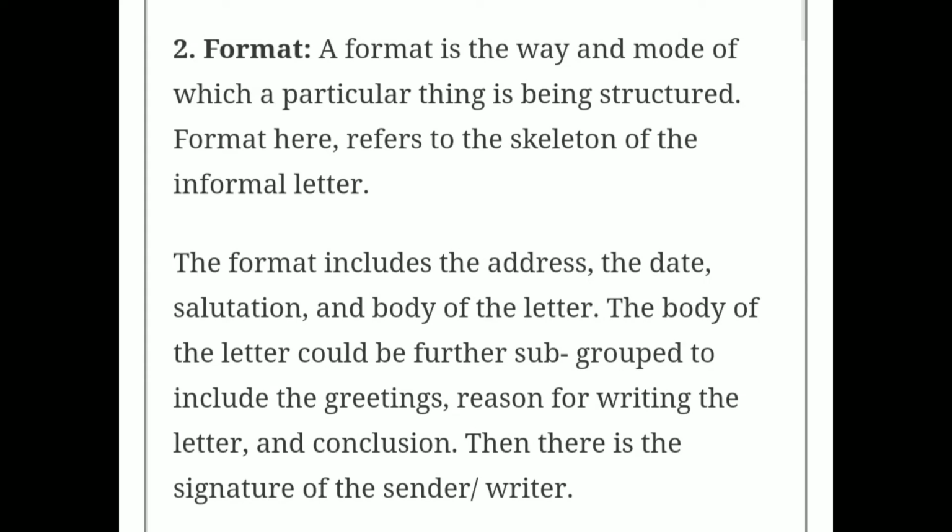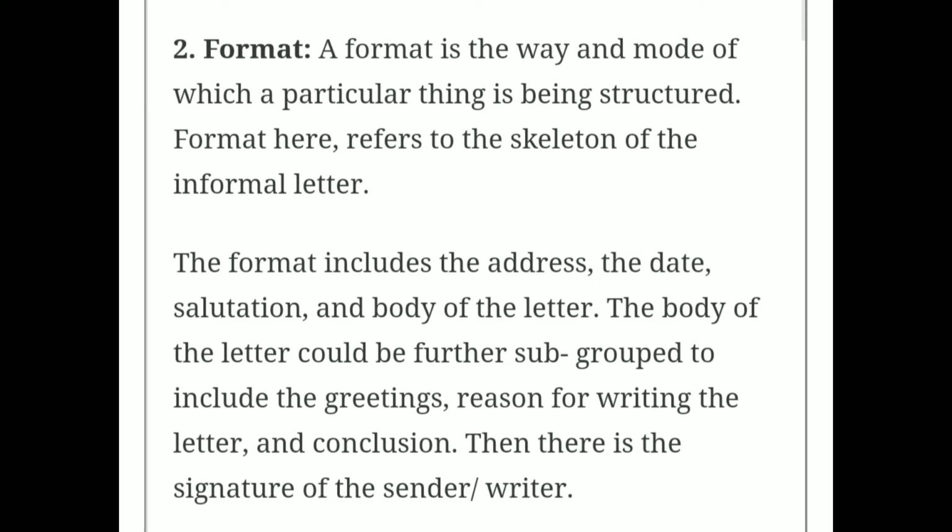And the second one is format. Format is the way and mode in which a particular thing is structured. Format here refers to the skeleton of the informal letter. The format includes the address, the date, salutation, and the body of the letter. The body of the letter could be further subgrouped to include the greetings, reason for writing the letter, and conclusion. Then there is the signature of the sender or writer.